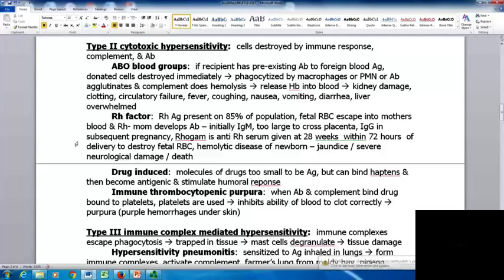RhoGAM is an anti-Rh serum, and it's given at 28 weeks, and then within 72 hours of birth or delivery to destroy the fetal red blood cells. This can lead to hemolytic disease of the newborn with jaundice and severe neurological damage or death.